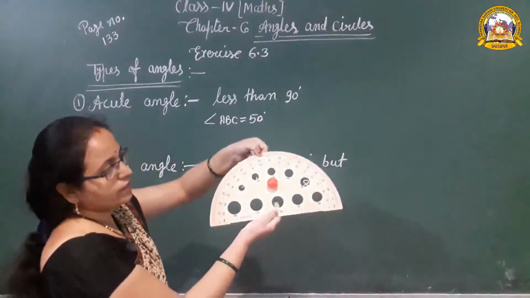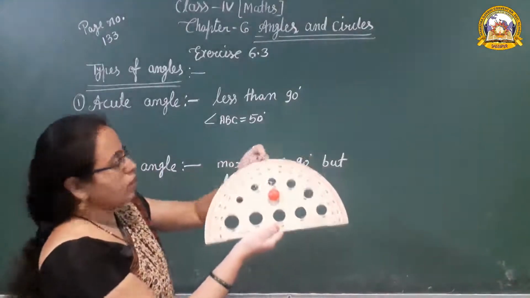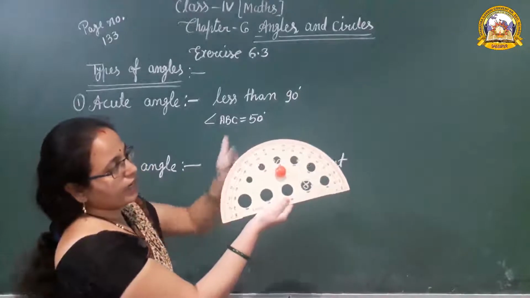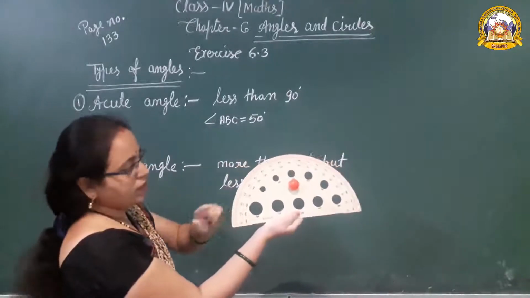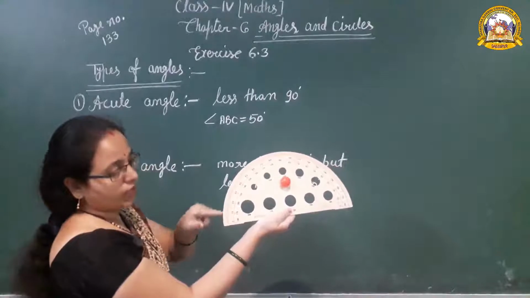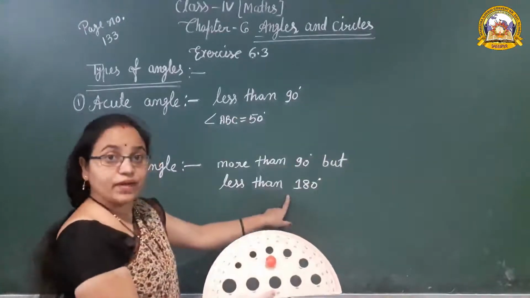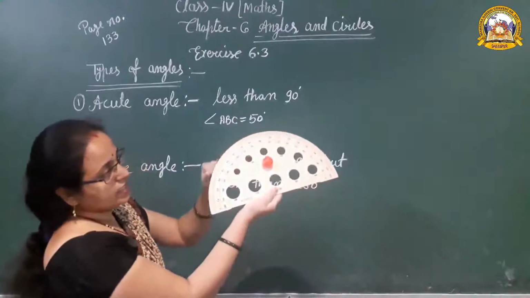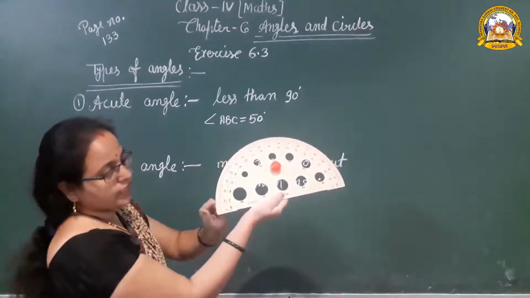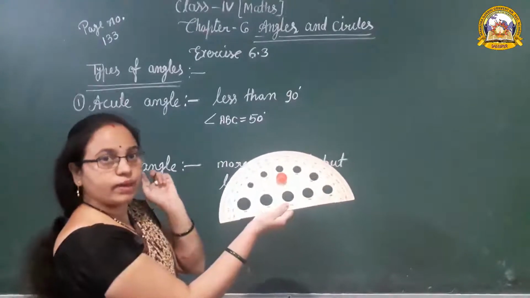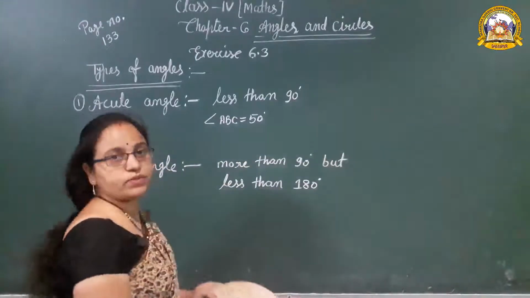Okay, look at here in the protractor, more than 90 degrees. 90 degree से इधर की तरफ जितने भी एंगल बनेंगे वो सभी obtuse angle होंगे. But one more important thing, should be less than 180 degrees. Means 90 degree से ज़्यादा होना चाहिए और 180 degree से कम होना चाहिए. 180 से नीचे नहीं होना चाहिए. Okay, it's called an obtuse angle.